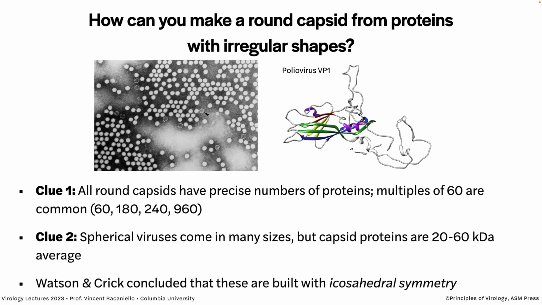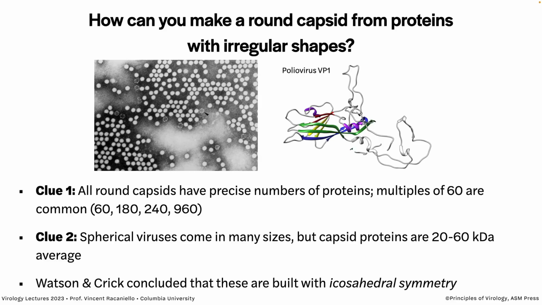All right, let's talk about icosahedral symmetry. So we've talked about these rod-like viruses, but many viruses are round. So how do you make a round virus from proteins with irregular shapes? I mean, these magnets are kind of misleading because not all proteins are a little perfect sphere, right? So that's not quite right. But proteins are irregular. And how do we make a spherical virus?